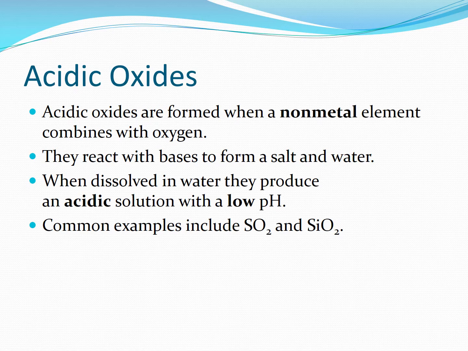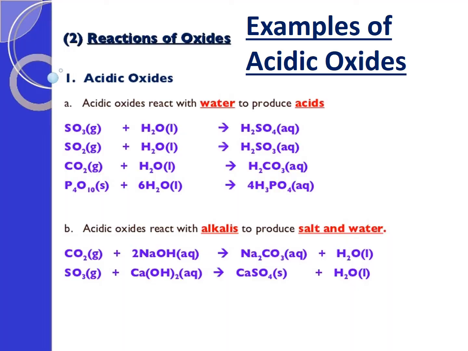Acidic oxides are formed when a non-metal element combines with oxygen. It means they react with bases to form a salt and water. When dissolved in water, they produce an acidic solution with a low pH. Common examples include sulfur dioxide and silica, SiO2. Now the examples of acidic oxides.